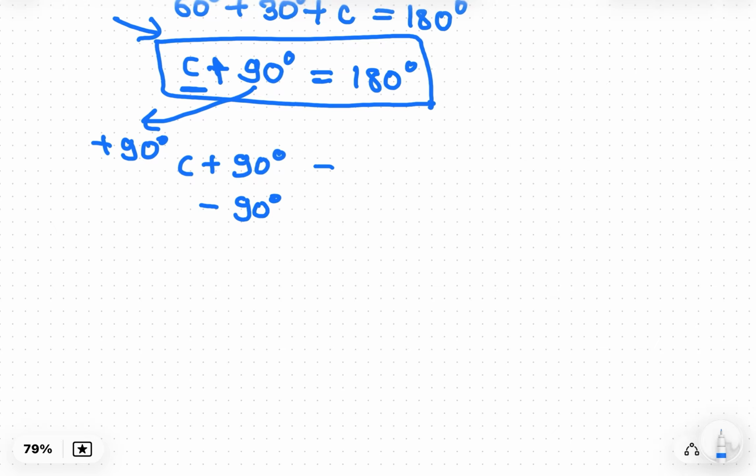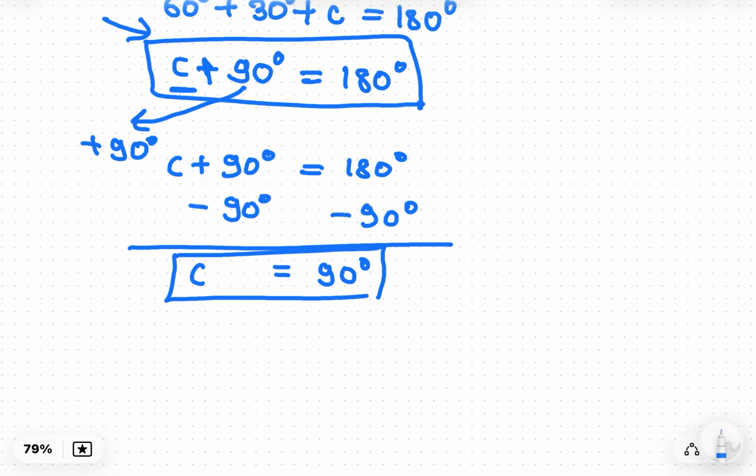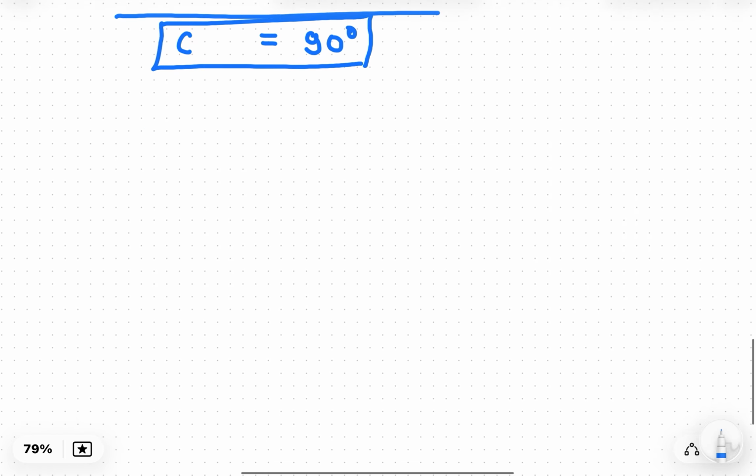Now to maintain the equation, to keep both sides equal, we need to do the same operation on both sides. This is called inverse operation. When we do the same action on both sides, the equation is maintained, and both sides will still be equal. So here we get C because we subtracted 90 degrees, and when we subtract 90 degrees from the right hand side we get 90 degrees too. So we got the value of C, which is 90 degrees.